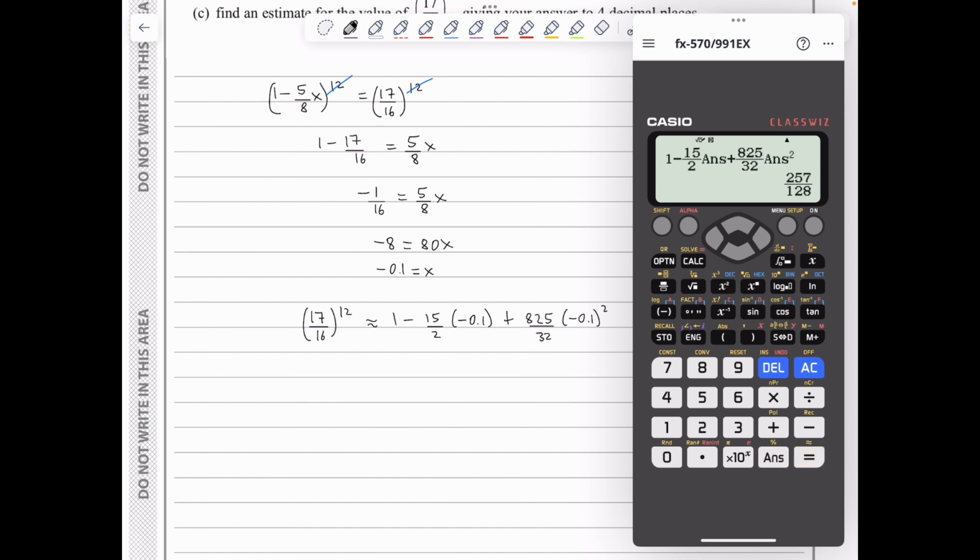So they are expecting the answer to 4 decimal places. I'll press the SD button. So to 4 decimal places, we're looking at 2.0078. And if I want to check the validity of the answer, I can deduct from this the 17 over 16 to the power of 12. This will be the exact value of 17 over 16 to the power of 12. And if I'm correct, I expect to get a small number as my answer here. So I get negative 0.062, which is the difference between the estimate and the exact value. And therefore, the two are in close agreement.